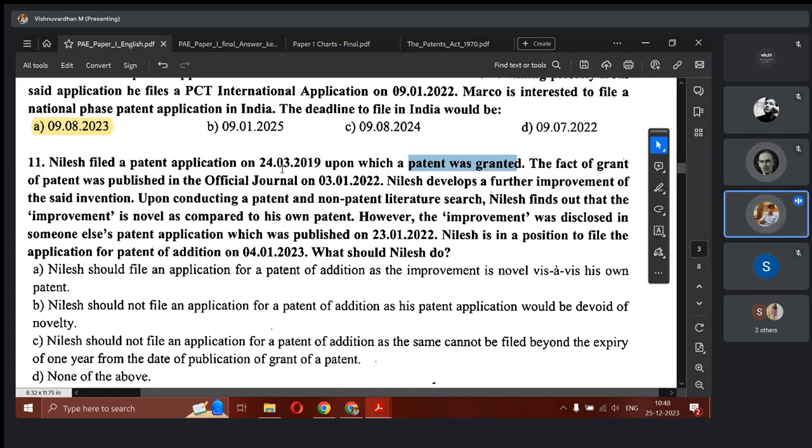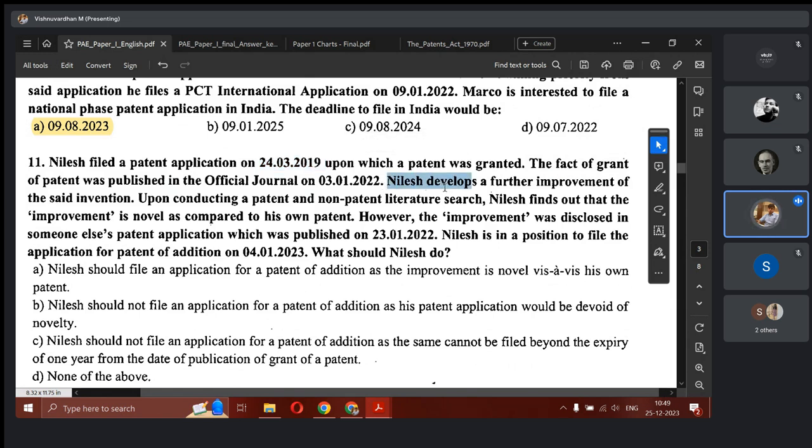Okay. So 24 March 2019 is the patent's filing date and the patent has been granted. Cool. So the priority date is again 2019 only. The fact of grant of patent was published in the official journal on 3rd Jan 2022. Cool. So even after grant, it will have to be published. So this date is irrelevant. So the grant has been published. That is not really relevant. The power of the patent starts from 2019. So it's valid till 24th March 2039.